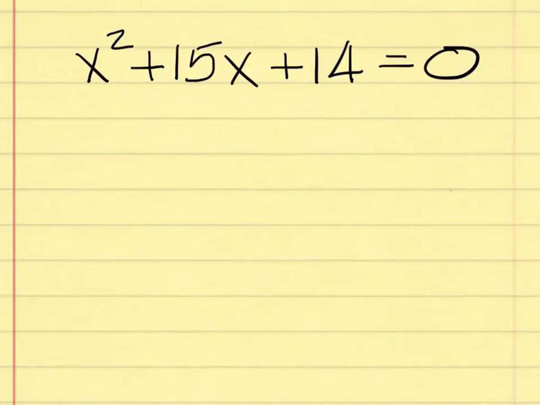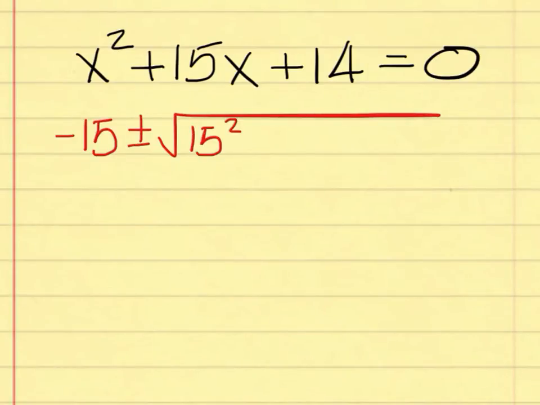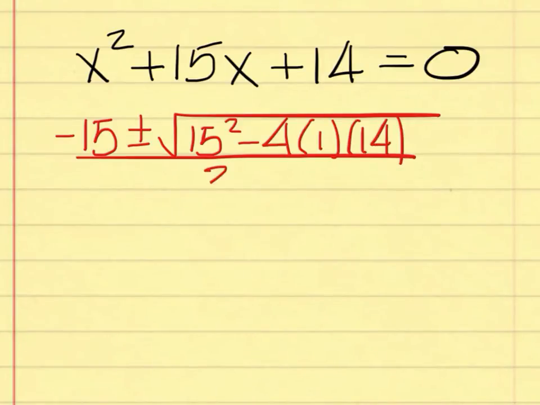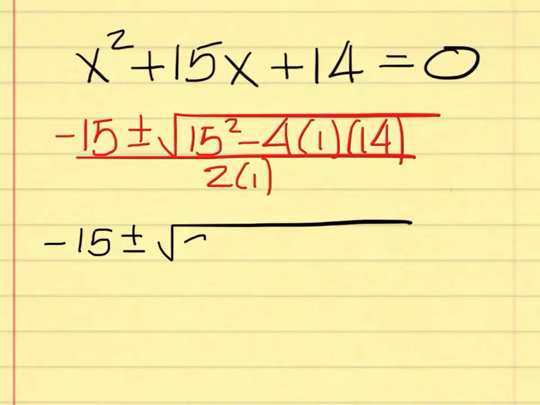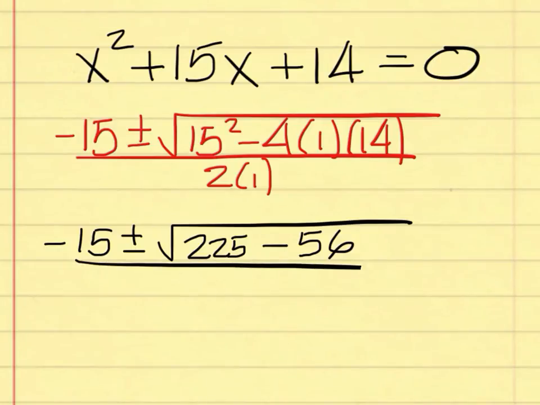This problem is x squared plus 15x plus 14 equals 0. For the problem, we have a negative 15 plus or minus the square root of 15 squared minus 4 times 1 times 14. All of this is over 2 times 1. Negative 15 plus or minus the square root of 225 minus 56 and then over 2. We have to simplify the 225 minus 56.